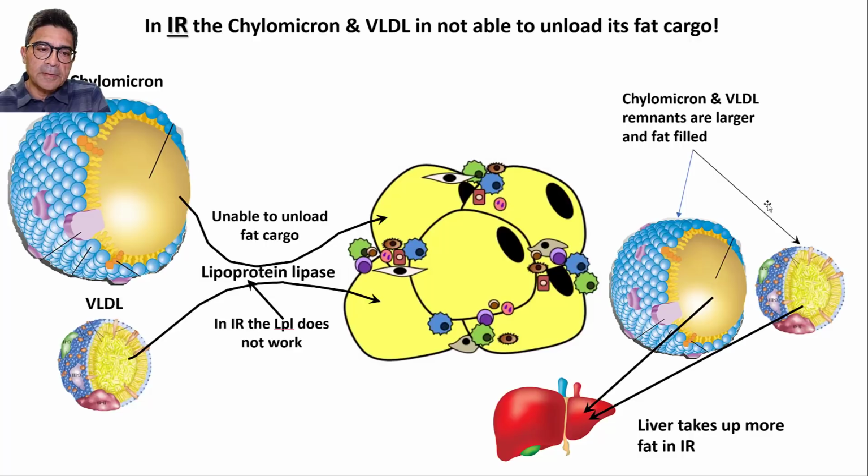Now, what happens in the setting of insulin resistance? In the setting of insulin resistance, the chylomicron is unable to dump its fat content into the fat cells because the adipose tissue is resistant to the action of insulin. Lipoprotein lipase does not work, and neither does it work for VLDL. So what happens is that this, being unable to dump its fat cargo, becomes a larger remnant. A larger remnant meaning that it is filled with fat, and these fat-filled remnants are now cleared by the liver. So the liver, in the setting of insulin resistance, is getting an extra load of fat.